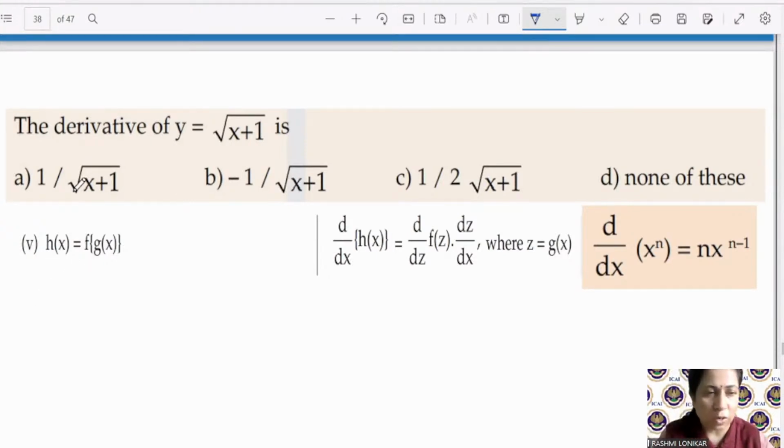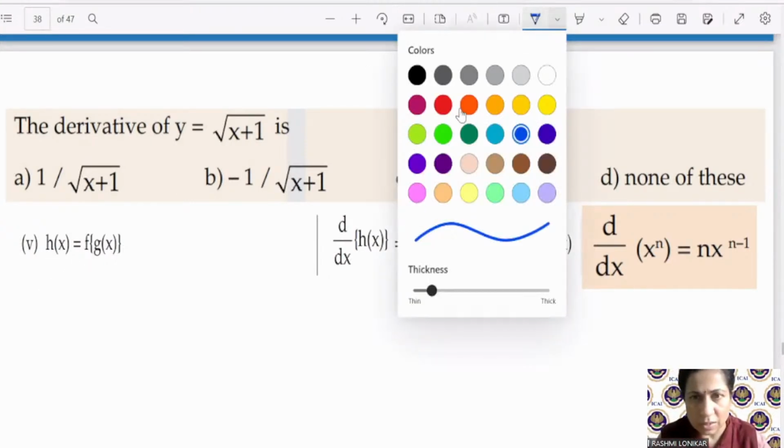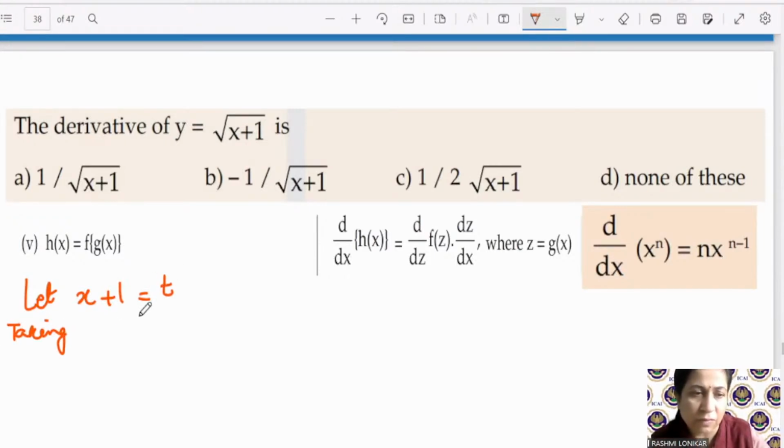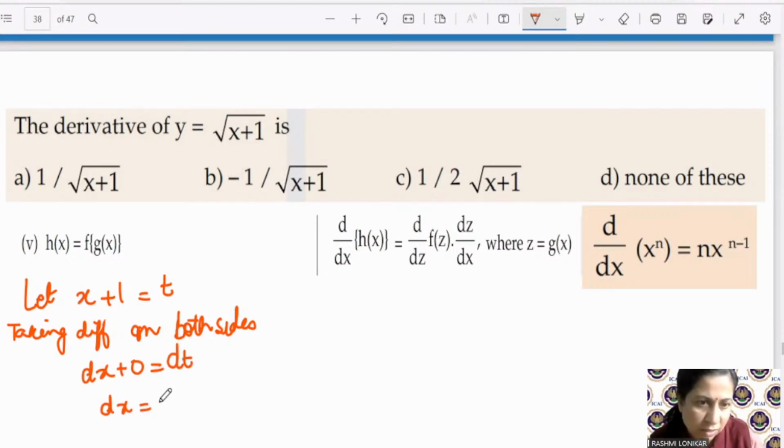So the method that I use is, let x plus 1 be equal to t. Taking differentiation on both sides, what will be the derivative of x plus 1? It will be dx plus 0 is equal to dt. So how much is dx? dx is equal to dt. So y will become how much?